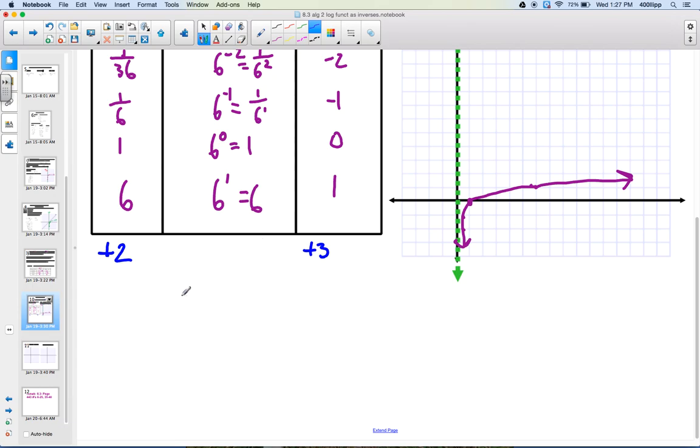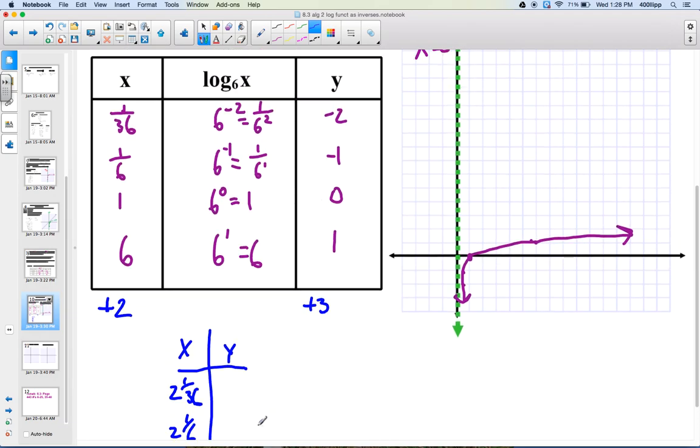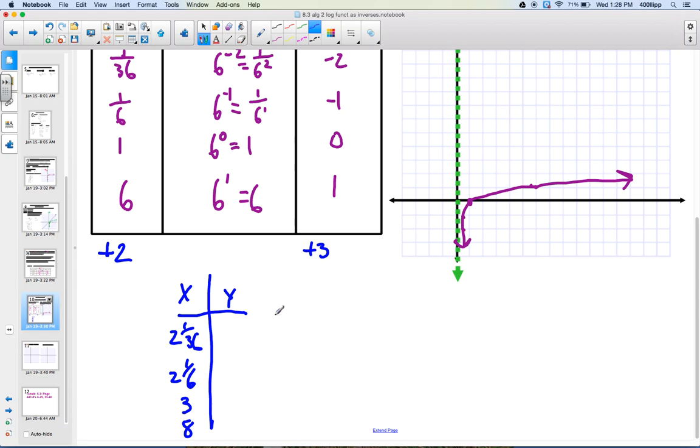So let's recreate this chart here, x and y. I'm going to have plus 2, so 2 and 1 over 36, 2 and 1/6. 2 plus 1 is a 3, and 2 plus 6 is an 8. For the y values, 3 minus 2 is a 1. 3 minus 1 is 2. 3 plus 0 is 3. And 3 plus 1 is a 4.